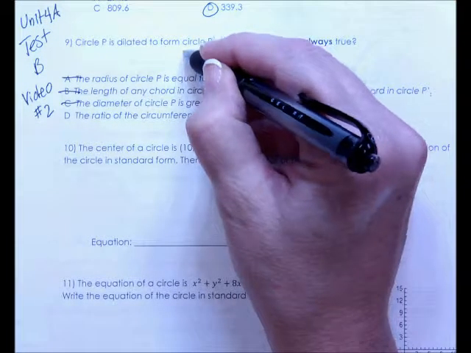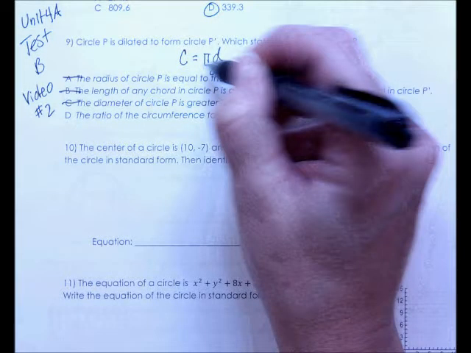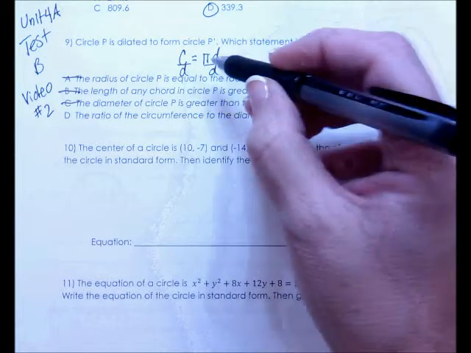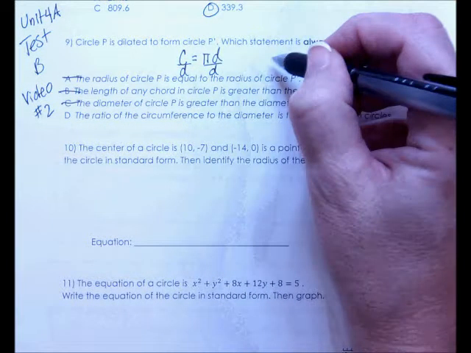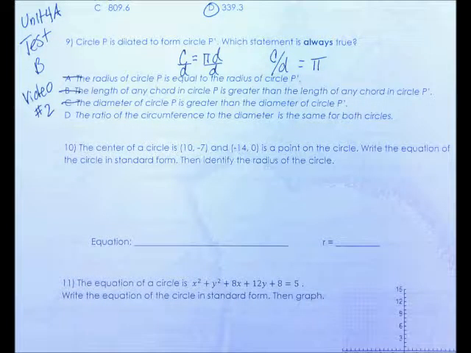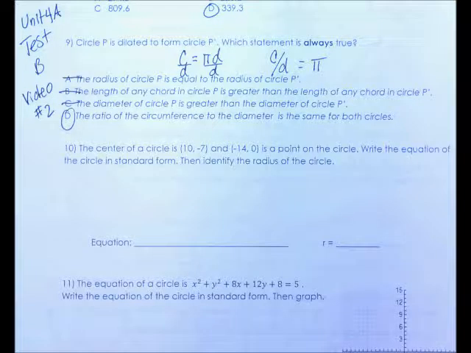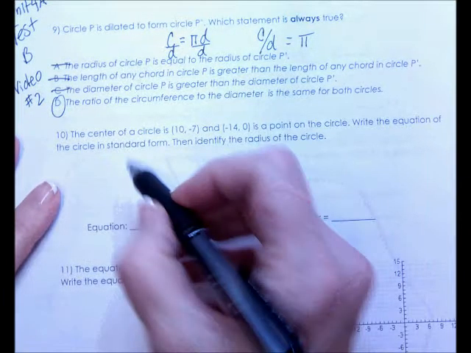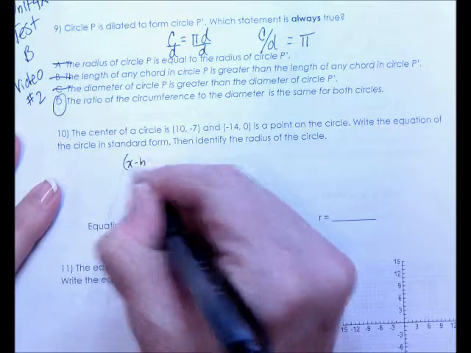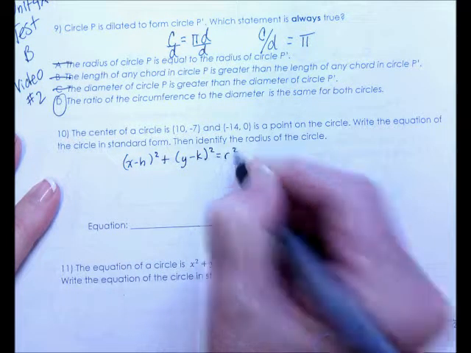The next one says the diameter of P is greater than the diameter of P prime. Again, same reason, that is not correct. And the next one has to deal with the formula of the circumference. It says the ratio of the circumference to the diameter is always the same. And the ratio of the circumference to the diameter of any circle is always pi, no matter what size circle it is, as long as it's a circle. So the answer here is D, and that will always hold true.